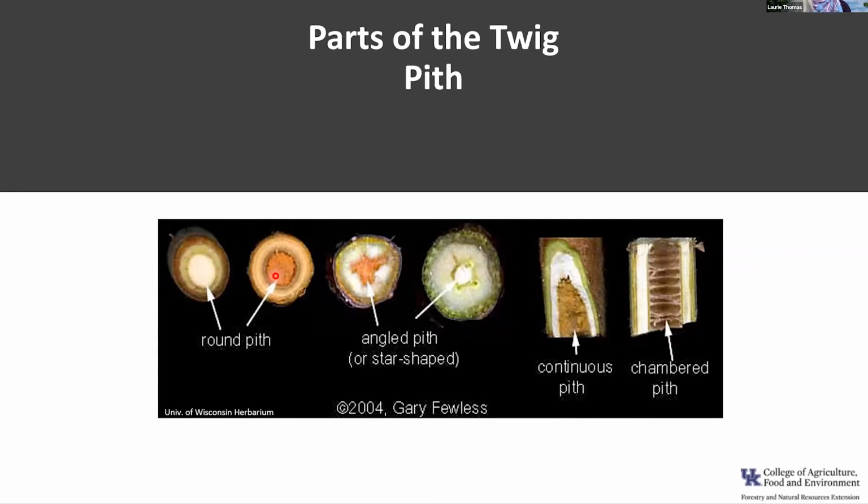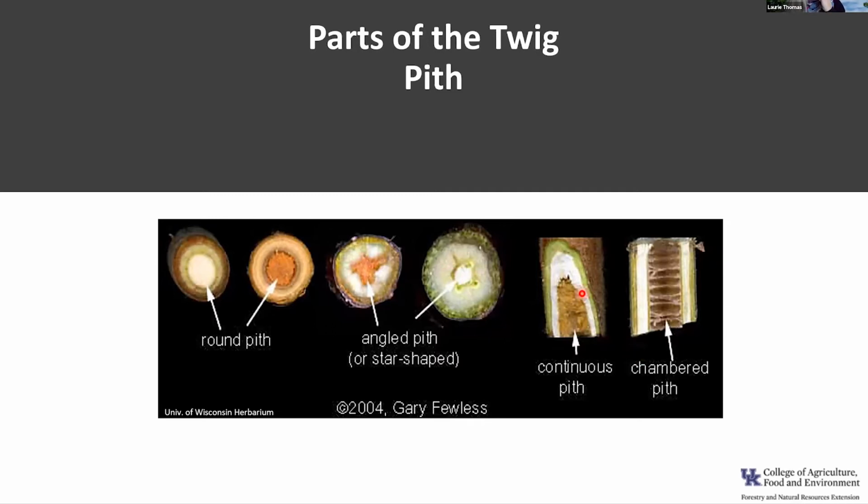Sometimes they vary in color. The color can be an important characteristic to help you identify it as well. Sometimes those piths can be angled or they can be star-shaped, like our oaks tend to have star-shaped piths. So all of the oaks in the genus will have this more star-shaped pith as opposed to a round pith.